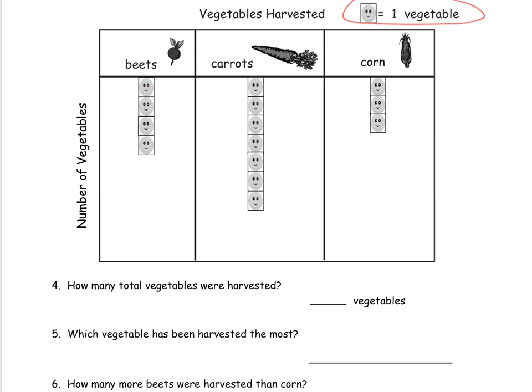So I have 1, 2, 3, 4. So that's 4 beets. 1, 2, 3, 4, 5, 6, 7. Carrots. 1, 2, 3 for corn. So that helps me out just identifying what those mean. Luckily, it's just one vegetable for each one. If it were two, I would have to adjust my numbers, but this is telling me at the bottom what the numbers are for it. So if I look at how many total vegetables were harvested, I'm looking for all of the vegetables. So I would add those three values up to get 14 vegetables.